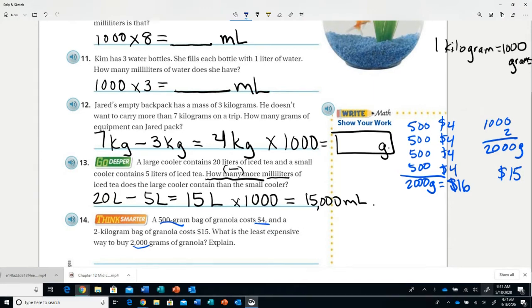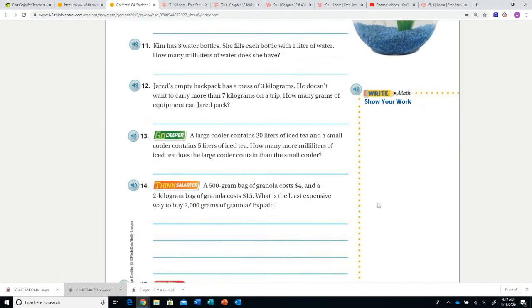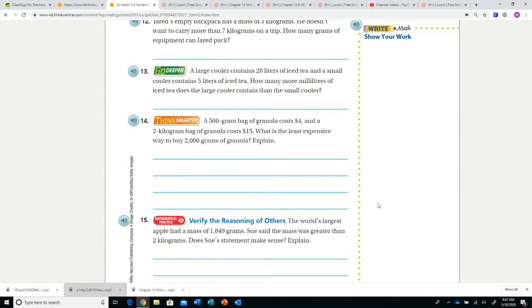And we're going to move on. So let me close this out and take a look at the bottom here. Oh, and you've got to explain it. All right, so you're on your own to explain that for number 14.